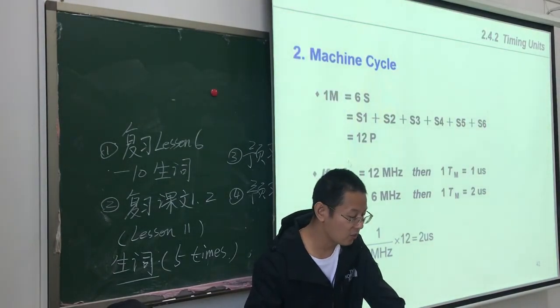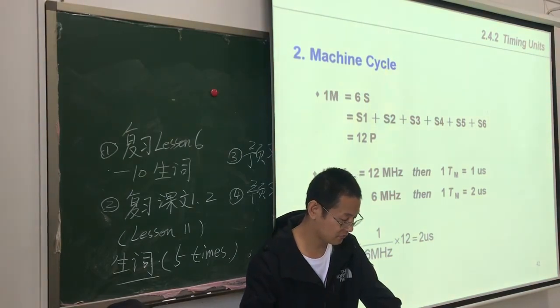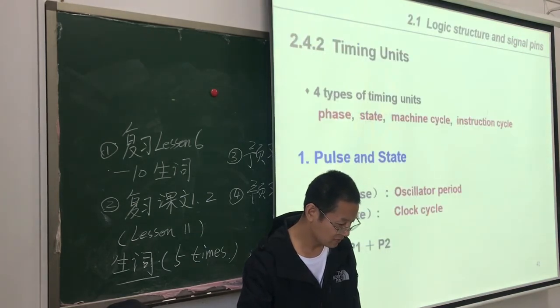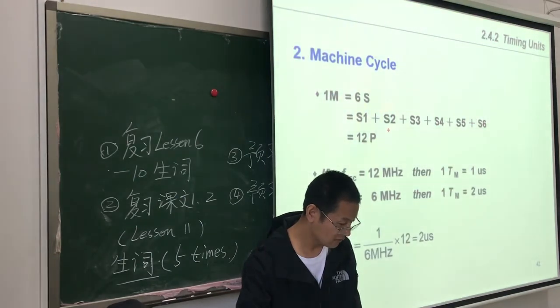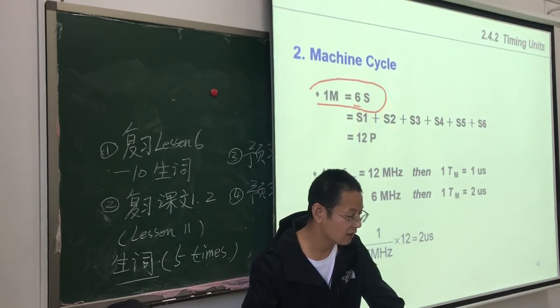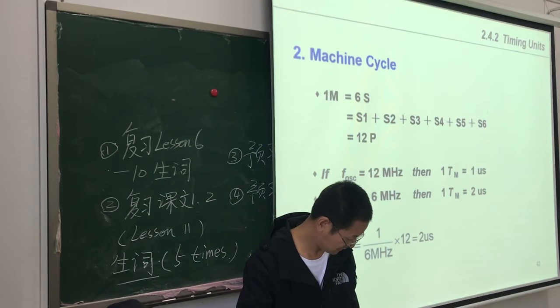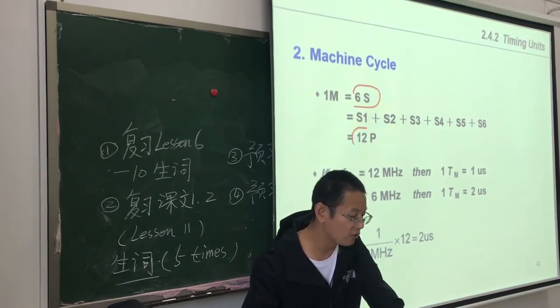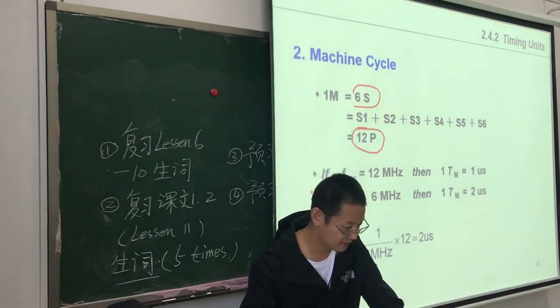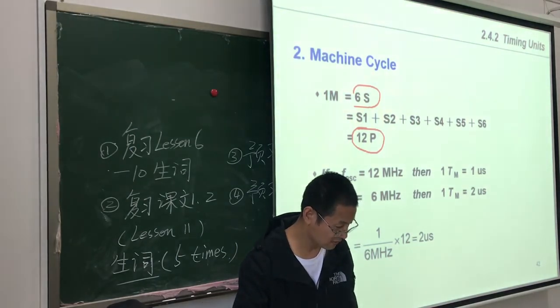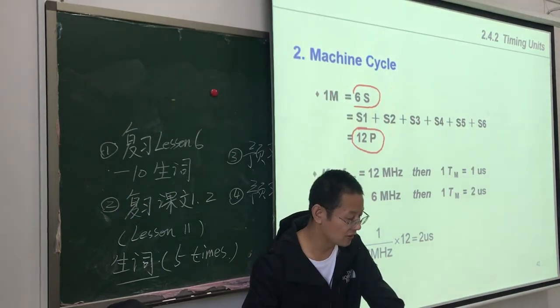Machine cycle. One machine cycle equals 12 oscillator periods, which is 6 clock cycles. If the oscillator frequency equals 12 megahertz, then one machine cycle equals 1 µs.